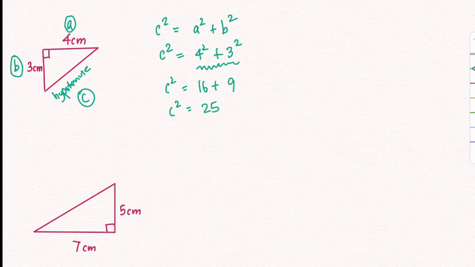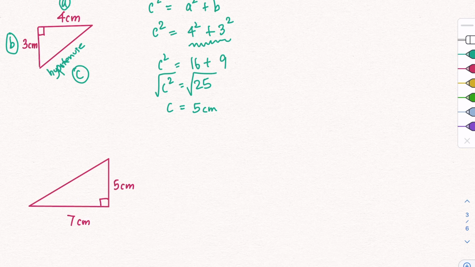Now, C squared, if you leave it like this, it is incomplete because we're not looking for C squared, we're looking for C. So you need to get rid of this squared. How do you get rid of the squared? You need to square root both sides. So the square root of C squared is equal to C. The square root of 25 is equal to 5. So C, the hypotenuse, is equal to 5 centimeters.